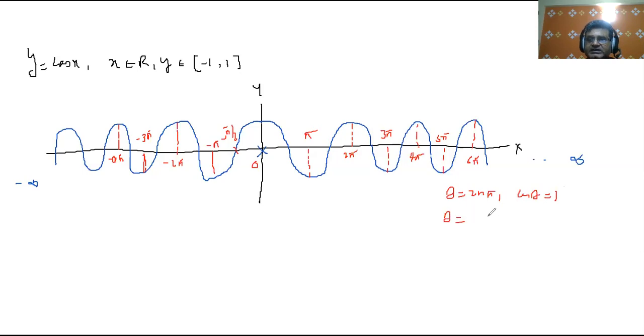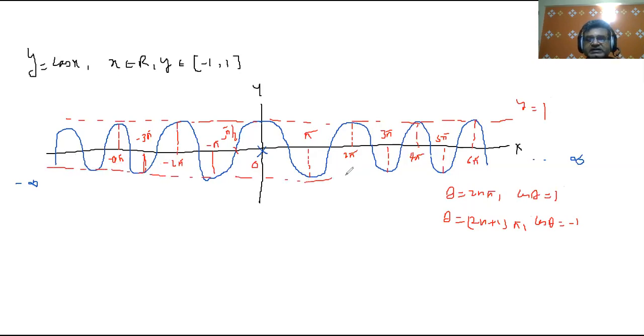And when theta is an odd multiple of pi, then cos theta is equal to minus 1. And the uppermost value is again going to be the highest value. It means the maximum value of cos x is going to be 1. Similarly, the lowest value of cos x, you can see that it is equal to minus 1.